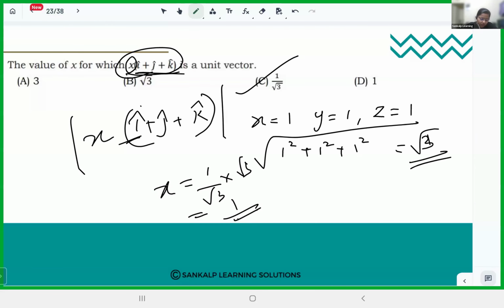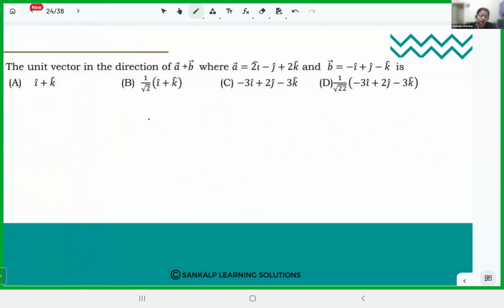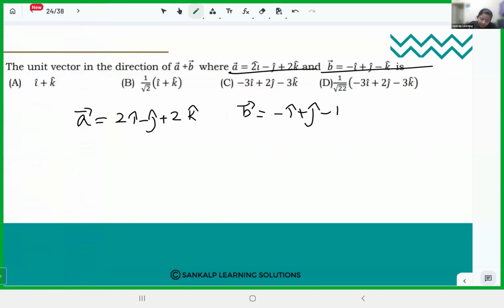Okay. Now moving on to our next question. The unit vector in the direction of vector A plus vector B, where vector A is equal to 2i minus j plus 2k and vector B is equal to minus i plus j minus k. So you are given two vectors, and you have to find out the unit vector in the direction of vector A plus vector B.